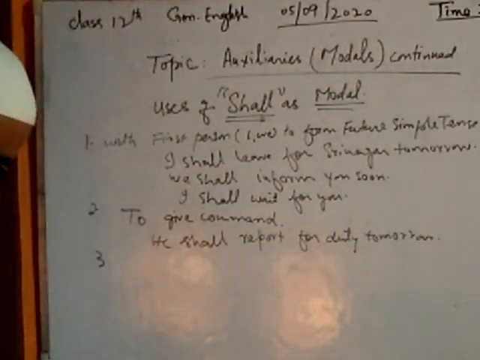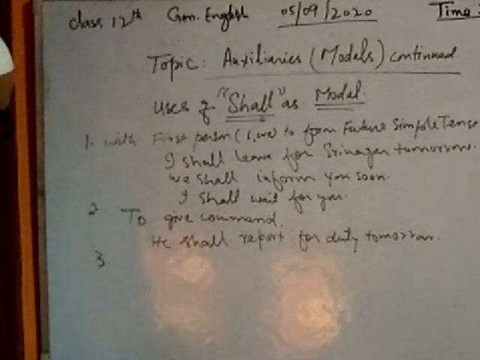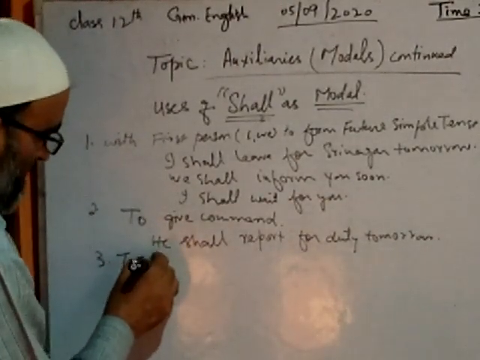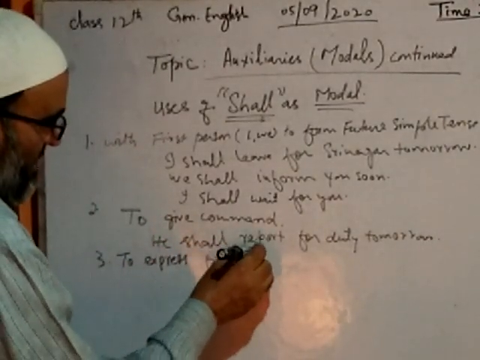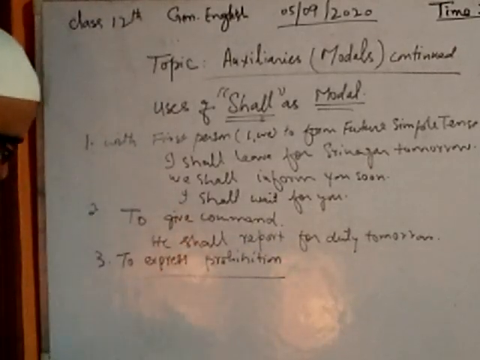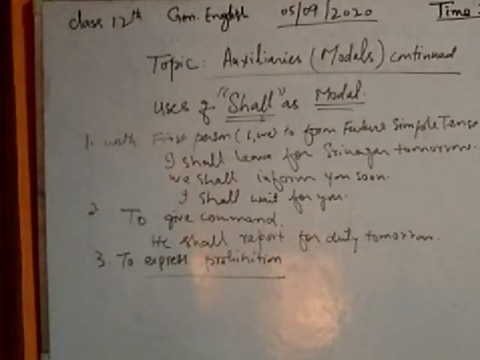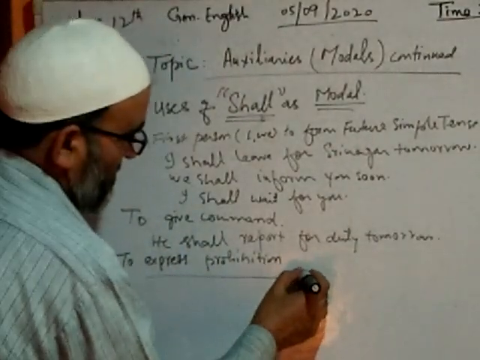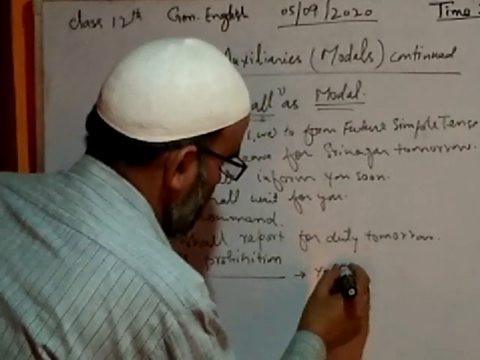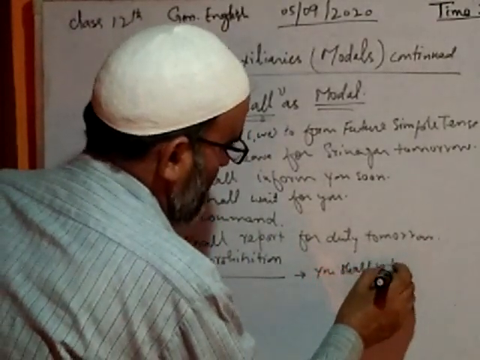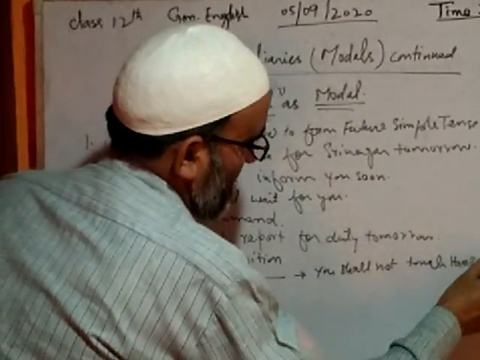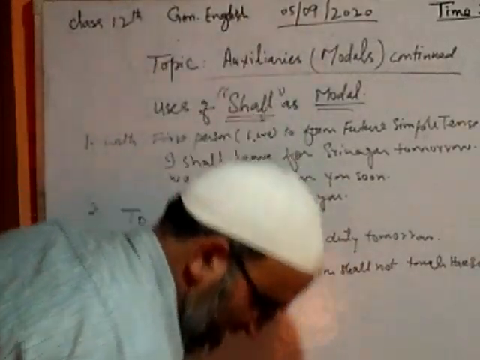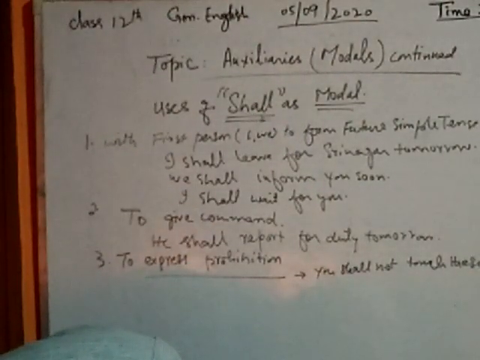Number three hai, use number three to express prohibition. Yani mamaniyat ke liye, mamaniyat ka izhar karne ke liye. For example, you shall not tie these flowers.